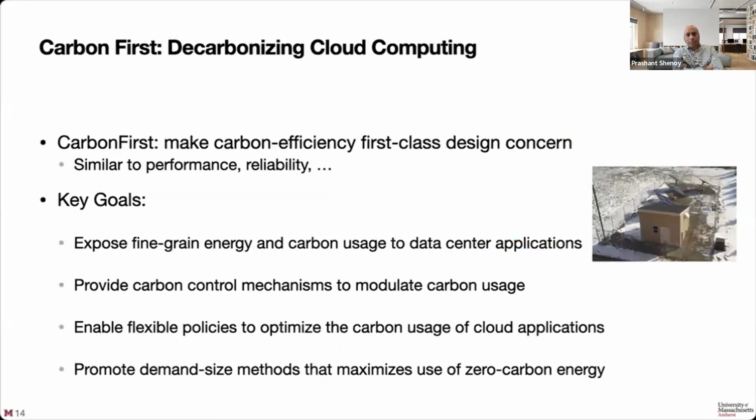But let me now introduce our project, which is called CarbonFirst. We started working on this 4 years ago, and the goal of the project was to make carbon efficiency a first-class system design concern. We design our systems to have better performance, maybe better reliability, better energy efficiency, and our take here was we should really be thinking about carbon efficiency as a design goal as well. So what do we do to make all of that work? First, we have to expose energy and carbon usage of your applications, provide control mechanisms to application or system designers, allow flexible policies to be implemented, and more broadly promote this demand side method. Those were the goals of the project, and I'm going to give you some glimpses of what we have done to hit some of these goals in the rest of this talk.